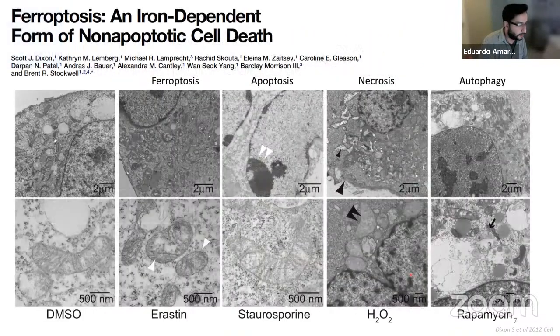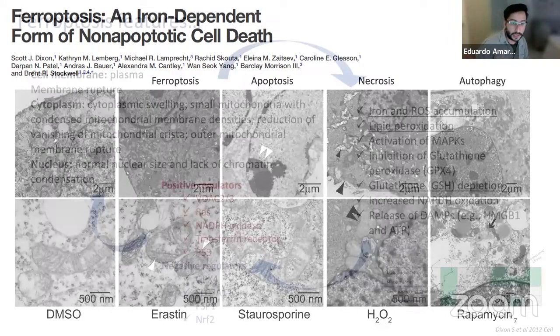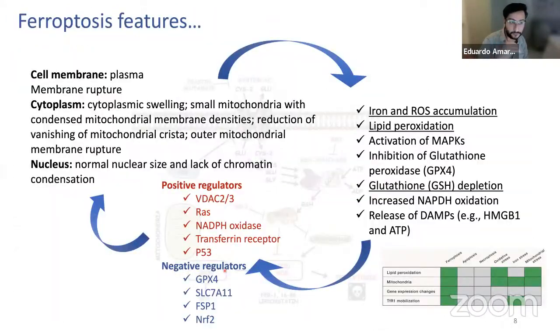In terms of morphology, that's what they found. So when they performed electron microscopy in cells that were treated with different compounds to induce ferroptosis, apoptosis, necrosis, and autophagy, they saw a major difference in the morphology of the mitochondria. And here I listed some of the major features of ferroptosis.